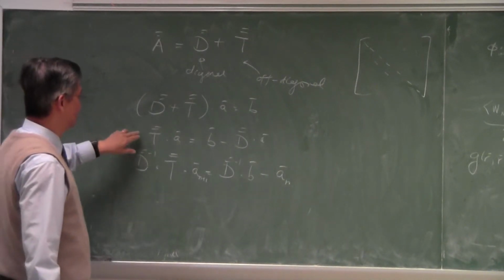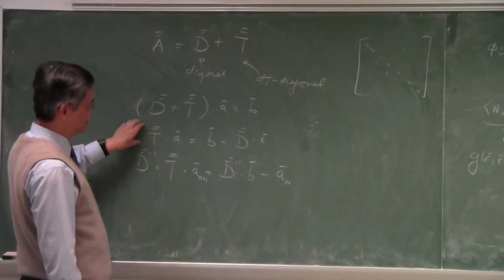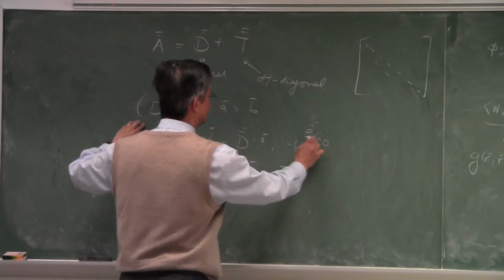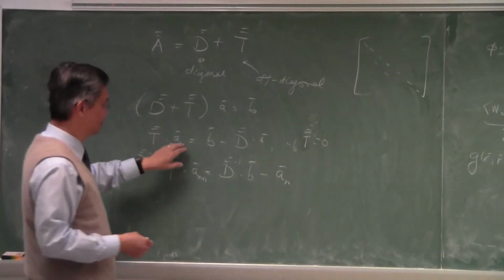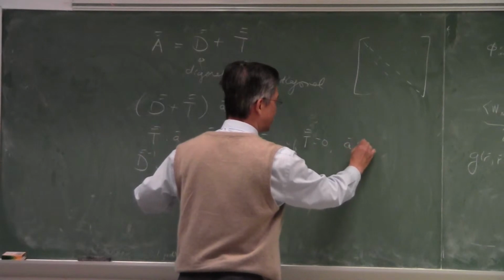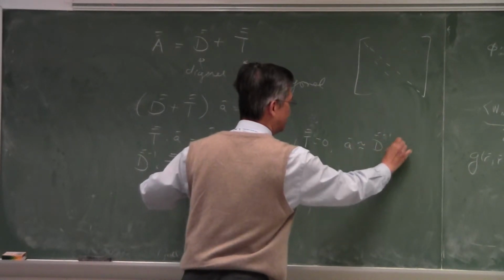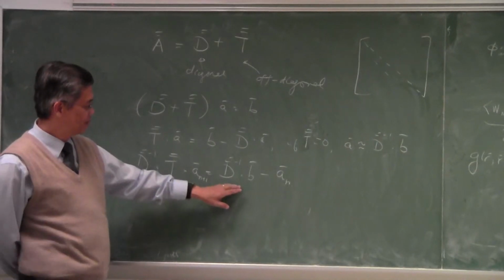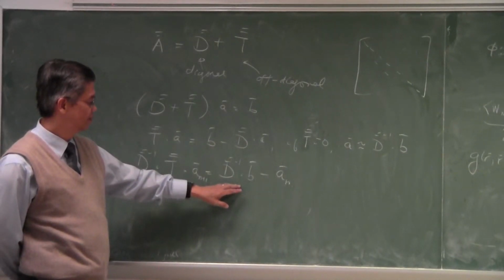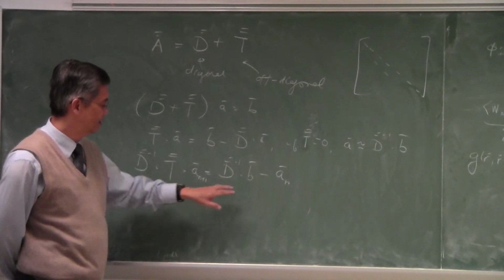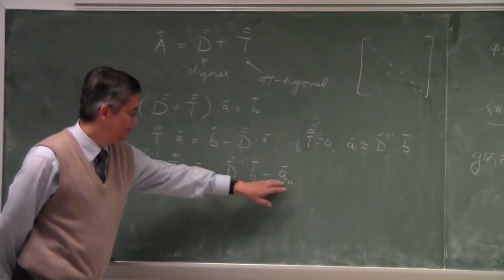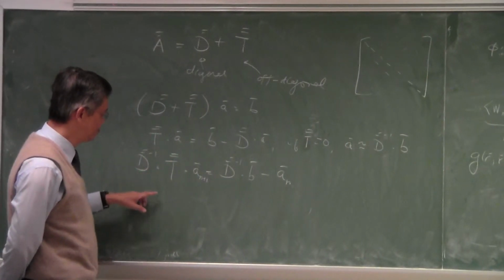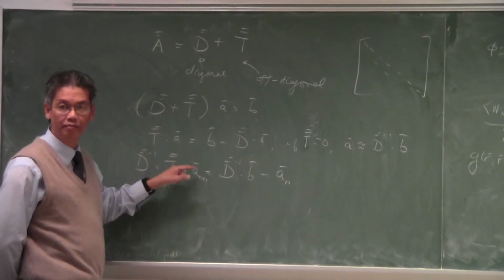No, first I can ignore T. Assume T is equal to 0. If T is equal to 0, P is a non-diagonal part. Let's assume that it's 0. Then A is approximately equal to D inverse dot B. So you can think of that as an approximate solution of that equation if T is not there. And A_n would have been equal to that if T had been 0. But if T had not been 0, I should add this correction.